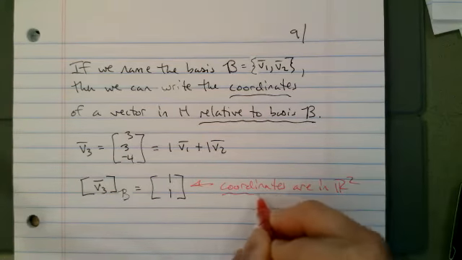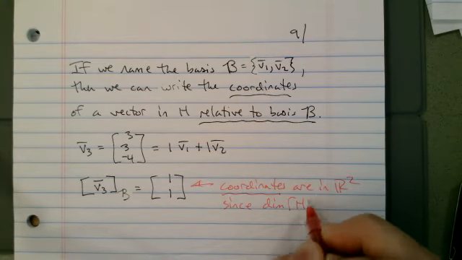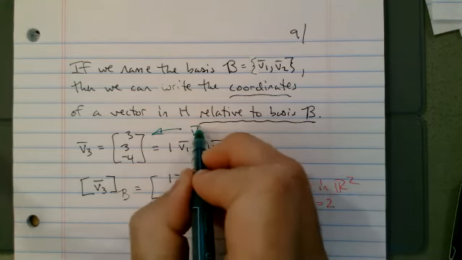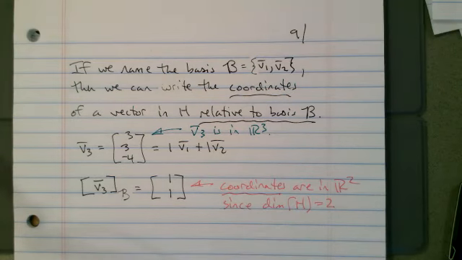The coordinates are in R2 since the dimension of H is 2. But the vector V is in R3. That is written [V3] with a subscript of script B. You put it in square brackets, and you subscript the name of the basis. And that's the coordinates of V3 relative to B. And it tells you the unique linear combination of the vectors V1 and V2.